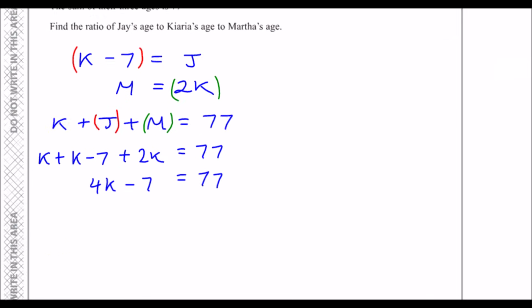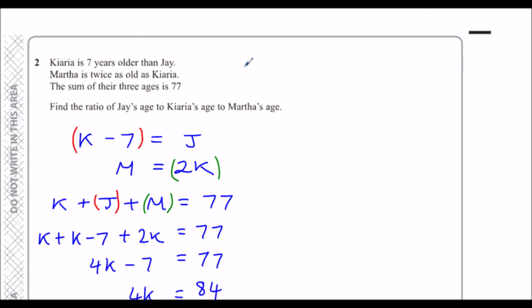We're going to add 7 to both sides, which is 84, and then divide both sides by 4, so we've got K equals 21. So we know K's age is 21. J is K minus 7, so 21 minus 7, 14. And M is 2K, which is 2 times 21, 42.